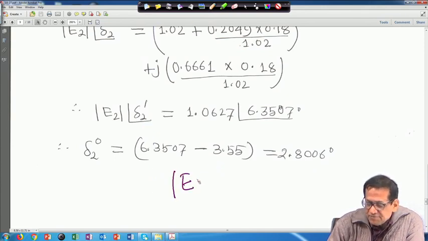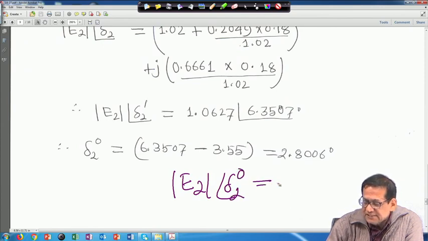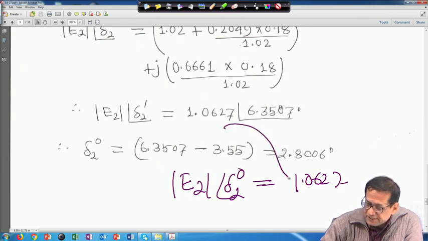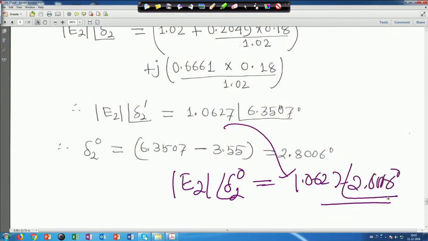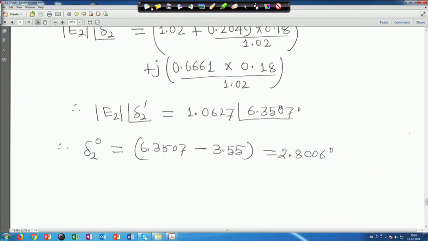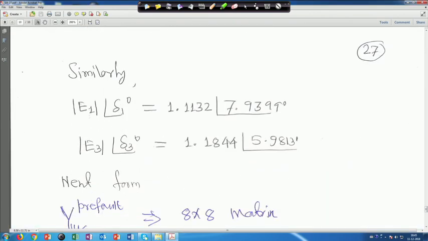That means my E2 angle delta 20 has magnitude 1.0627 and angle 2.8006 degree. That is why for 1 and 3, instead of writing delta 1 dash and delta 2 dash, we are writing E1 angle delta 10 and E3 angle delta 30. If you please compute these two, to save time, the direct answer is given.